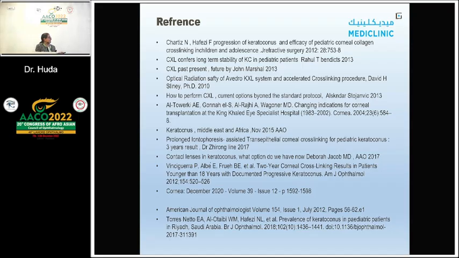And the most important recommendation: there is no need to wait for progression of keratoconus in children. Do it as soon as you see it. No wait.